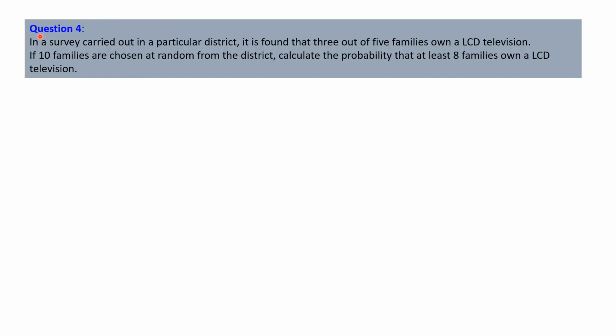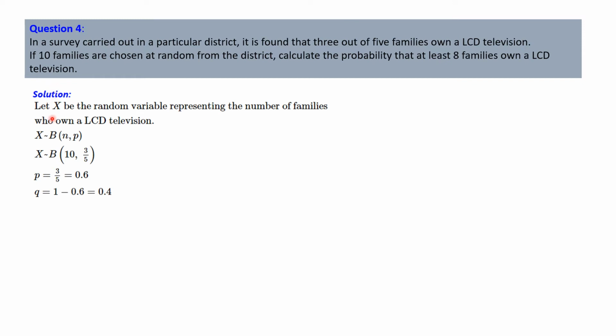Okay, the last example for binomial distributions. Question 4. In a survey carried out in a particular district, it is found that 3 out of 5 families own LCD televisions. If 10 families are chosen at random from the district, calculate the probability that at least 8 families own LCD televisions. So, the probability P is 3 over 5 because 3 out of 5 families own LCD televisions. And 10 families are chosen at random, so our value of n will be 10. And the probability P is equal to 0.6 and Q will be 0.4.